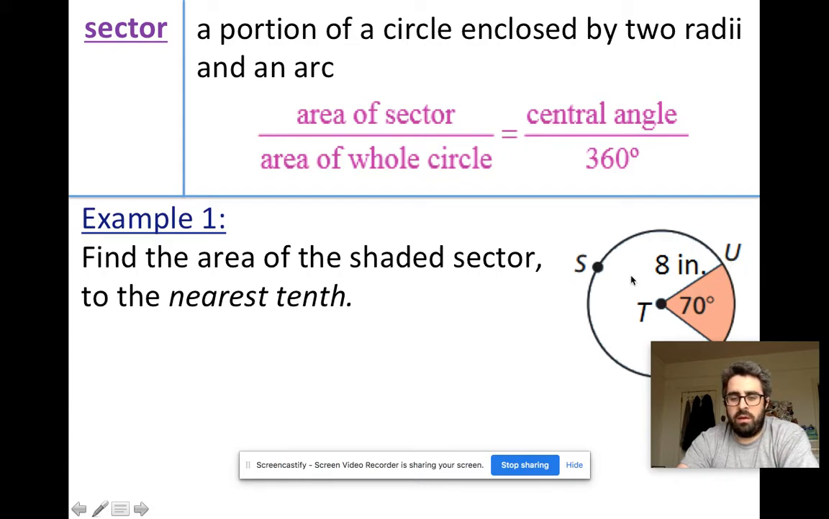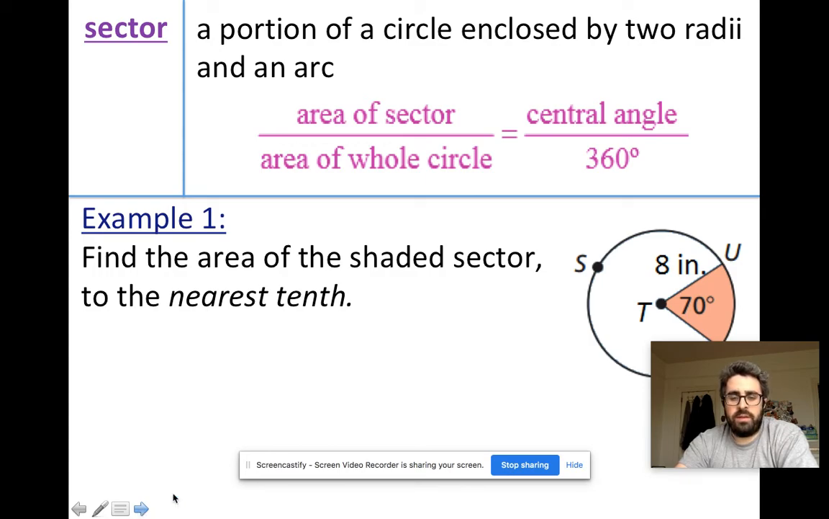Kind of like if you were to cut a pizza into slices and you take one of the slices, that would be considered a sector, and that sector has area. So the proportion that you use is that the area of a sector over the area of a whole circle is equivalent to the central angle over 360. And you're basically just plugging in the information and then solving for either the area of the sector, or sometimes some of the problems will ask you to find the central angle. So let's do a couple together.